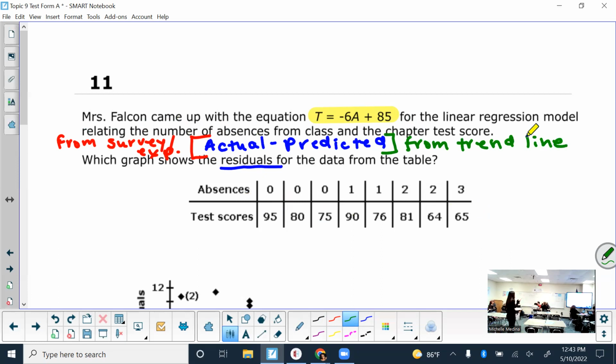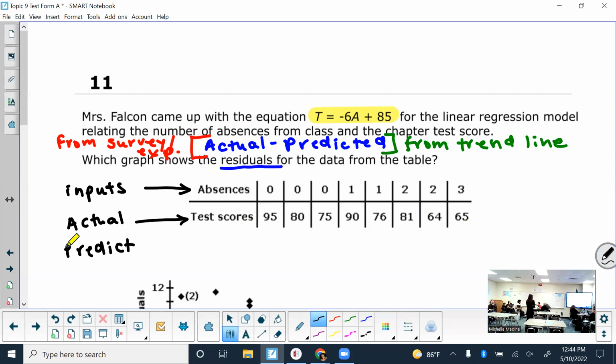So this data that we have here, the absences are my inputs. The test scores that are listed here, are those my actual or predicted? Actual is correct, because the predicted would all have the same value for a particular input. Like here we have 3 inputs with 0. The fact that they're all different, those are my actual. Plus these are what her students scored. So that's from the survey or experiment. We do need to come up with the predicted ourselves. How do we do that?